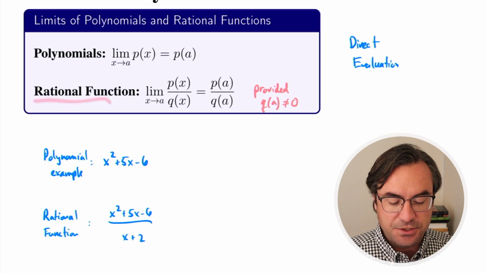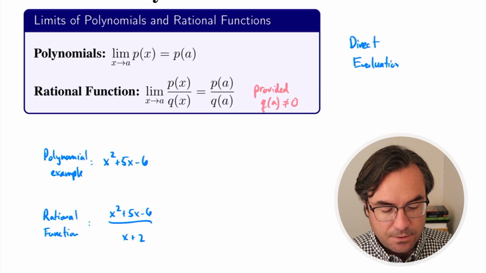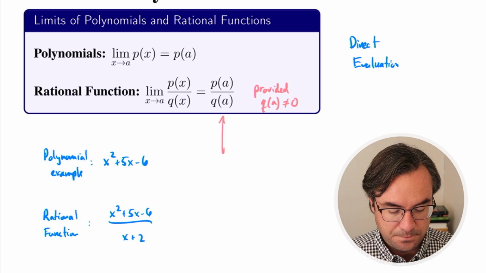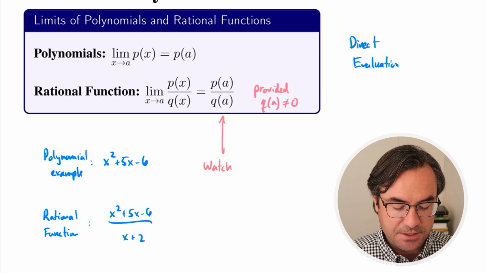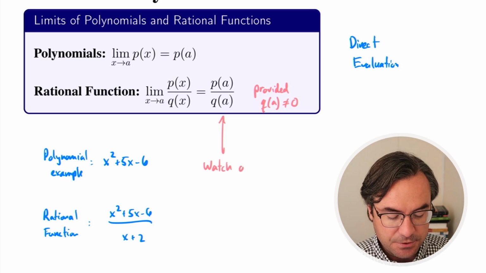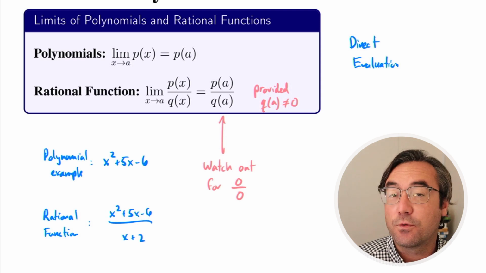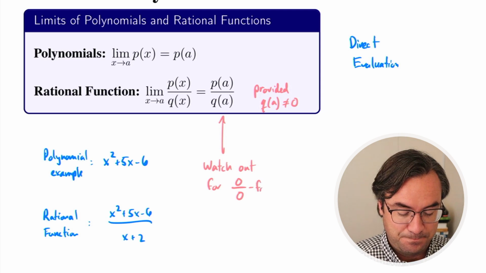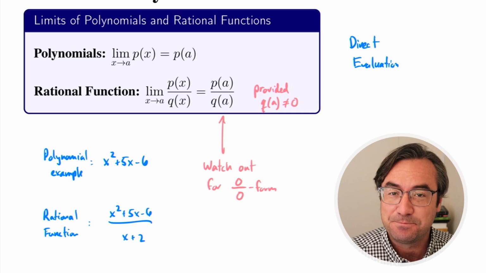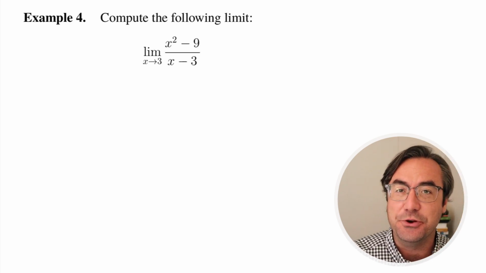Now, there are going to be rational functions, though, where it's not so obvious. And that's what we're going to look at. We're going to see what happens if we divide by 0. The main thing we're going to see is there are other cases, but the one we're going to look at a bit is we want to watch out for, when we do direct evaluation, 0 over 0. So we've got to be careful with that. And our first example is going to show us what to do.